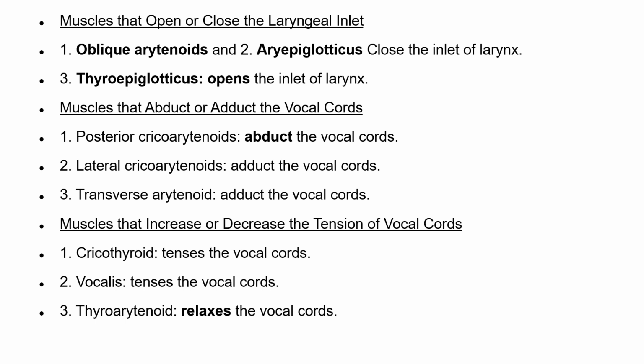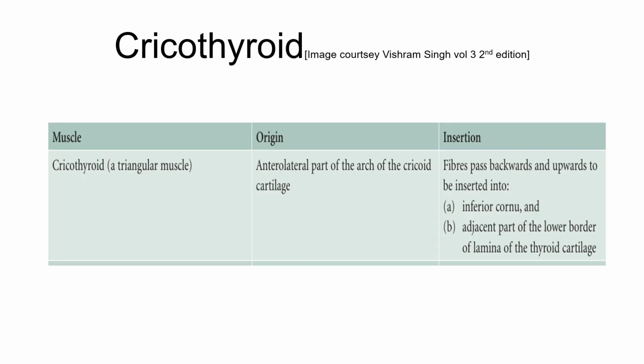Now, which muscles will increase and decrease the tension of the vocal cords? Cricothyroid and vocalis muscle, these two muscles will tense the vocal cords, and there is only one muscle, the thyroarytenoid, which relaxes the vocal cord. Students, intrinsic muscles of larynx is a very important topic. There are as such many names of many muscles, but you should know this from the MCQ point of view.